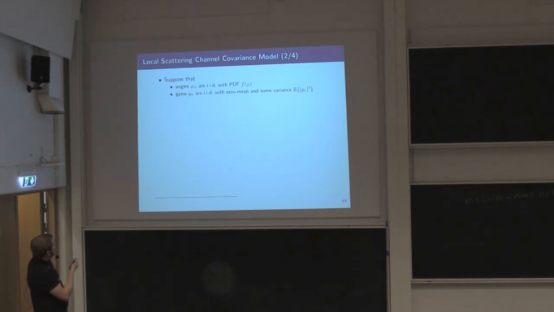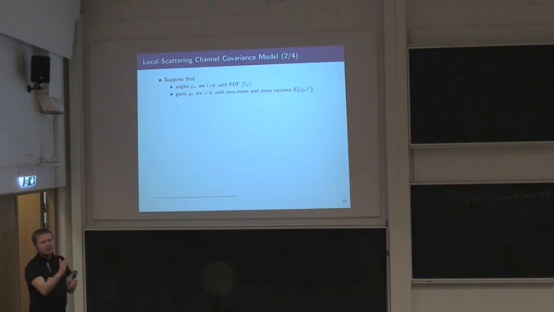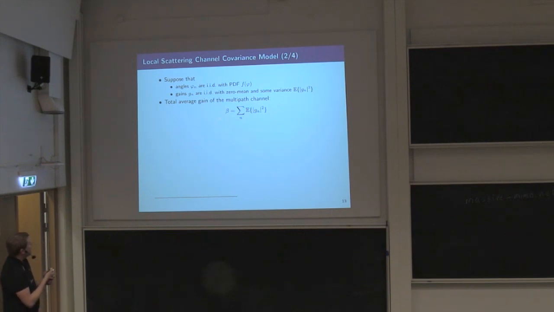Let's now assume that the angles that are coming in are independent and identically distributed, and they have some kind of PDF that says what the distribution of the angles in the angular domain is. Typically it will be around some kind of main angle, but it does not necessarily need to be like that. It could also be uniformly distributed. Then we have the gains. They are also assumed to be i.i.d., have zero mean and some variance that I just write like that. And I now define the sum of these variances as beta.